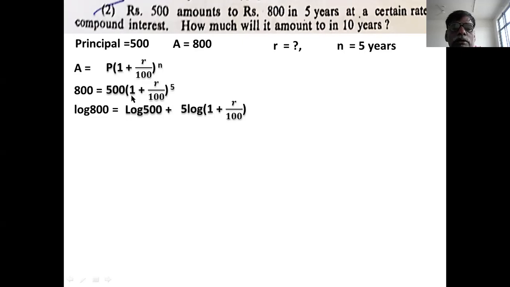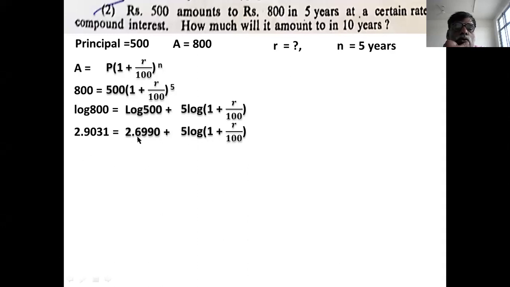Apply the logarithm considering the bracket itself as one term. So log 500 plus 5 log of 1 plus R by 100. Log 800 value is 2.9031 if you see in the logarithm table, and log 500 is 2.6990. You see the logarithm table and check it. And 5 log of 1 plus R by 100 comes as it is because it is not possible to solve.